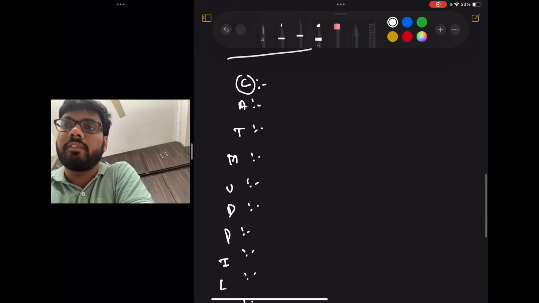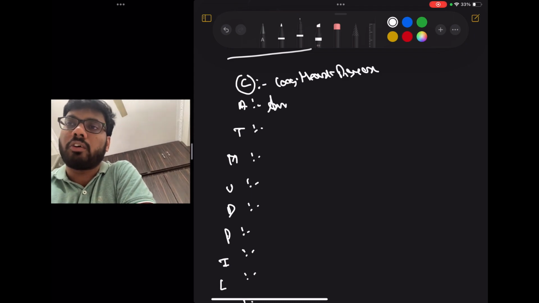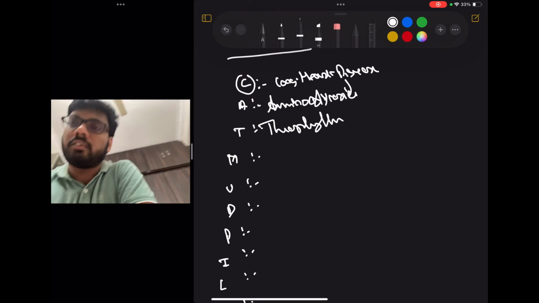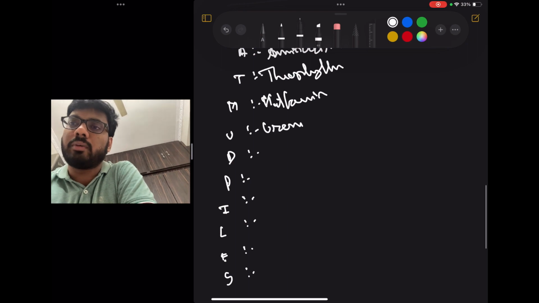Okay. C for congenital heart disease. A for aminoglycoside toxicity. T for theophylline. M for metformin toxicity. U for uremia. That means CKD patients. Okay.